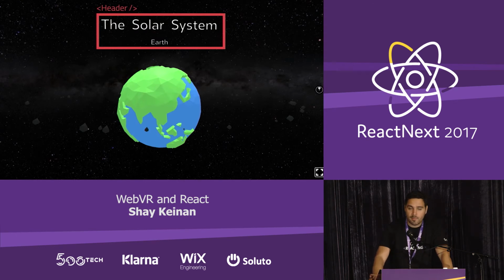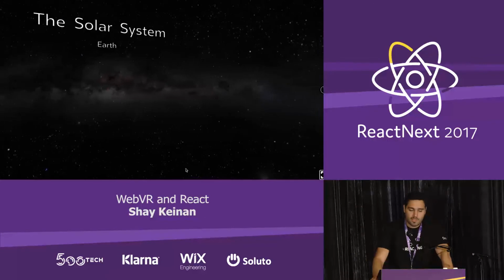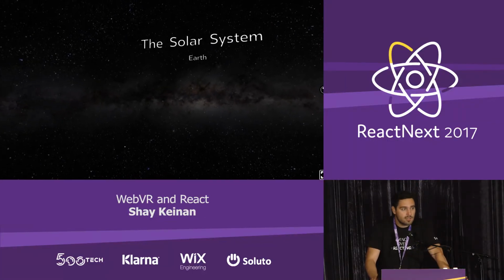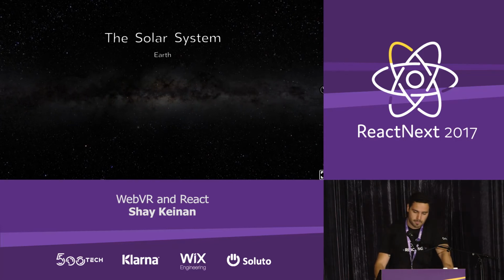Let's create the solar system application header, just like in React. Here is the declaration. We have a stateless component that gets a string, the name of the current planet that we are viewing, and returns a new view with 2 texts inside, a title and a subtitle. Same syntax as in React and React Native. This is the resulting header. You can see the title and the subtitle, the name of the current planet that we will change soon.